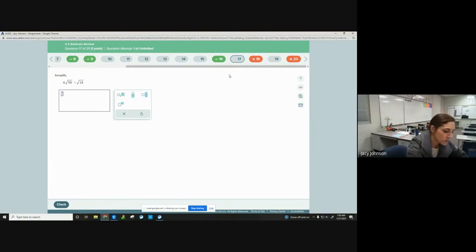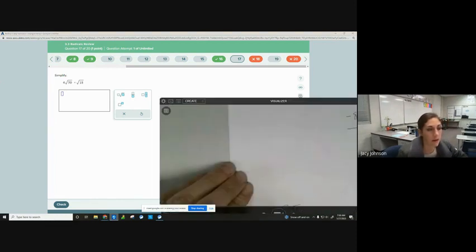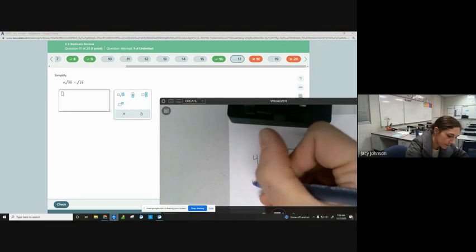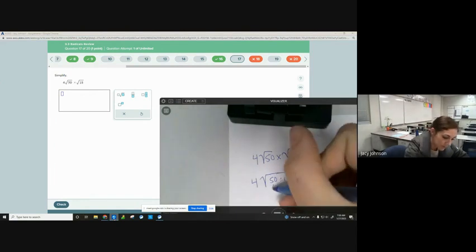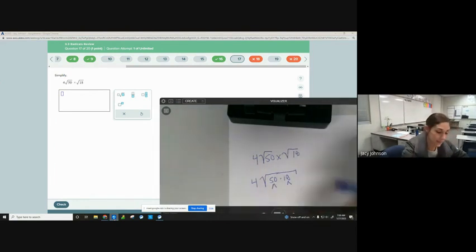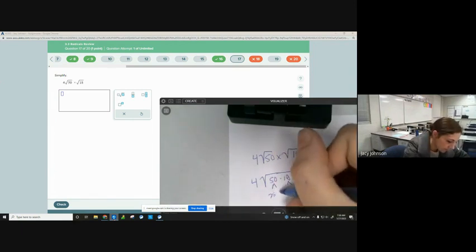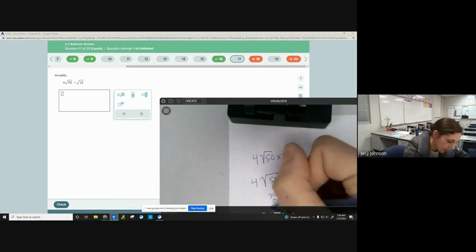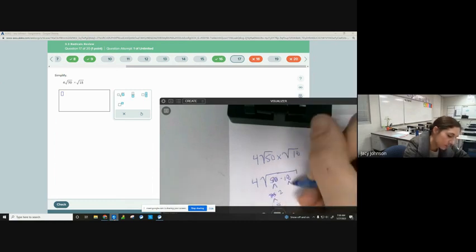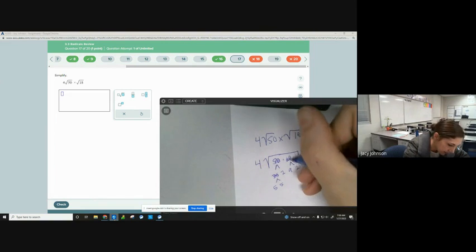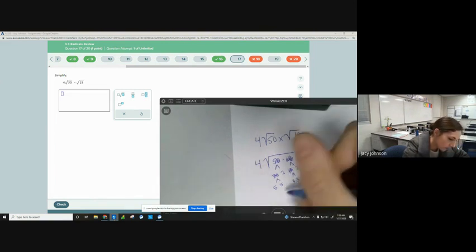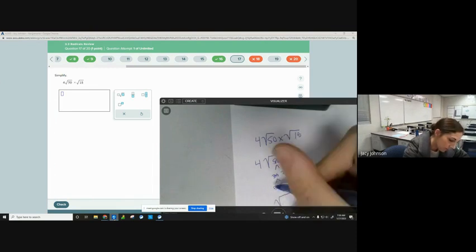If I have 4 square roots of 50 times square root of 18, remember that that is the same as saying 4 square roots of 50 times 18 on the inside of my square root. And we can separate those, that 50 and that 18, all underneath the same square root. So 50 can split into 25 and 2. 25 splits into 5 and 5. Cross out what I've combined. 18 splits into 9 and 2. 18's gone. 9 splits into 3 and 3. 9's gone. So I've got one big square root sign with all of these factors underneath.